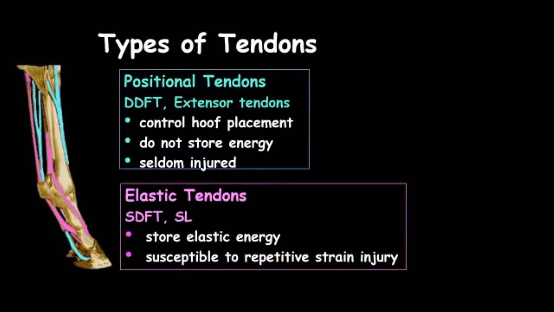Now, in addition to having positional tendons, the horse's distal limbs also have elastic tendons. And these ones are shown in pink on the diagram. On the back of the limb here, we've got the superficial digital flexor tendon, and then further forward adjacent to the cannon bone is the suspensory ligament. And these structures store elastic energy during locomotion. They are also susceptible to repetitive strain injury, which is a feature of elastic type tendons.